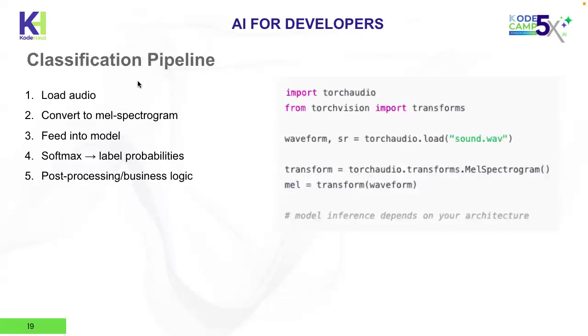Then this is also if you want to do classification. This is basically the code for it. This is how you start. You start with the waveform, torchaudio.load. So you load the sound file that you want to classify, which is step one. And then you do the transforms MelSpectrogram, which will convert to a mel spectrogram, and then you apply that transform to it.